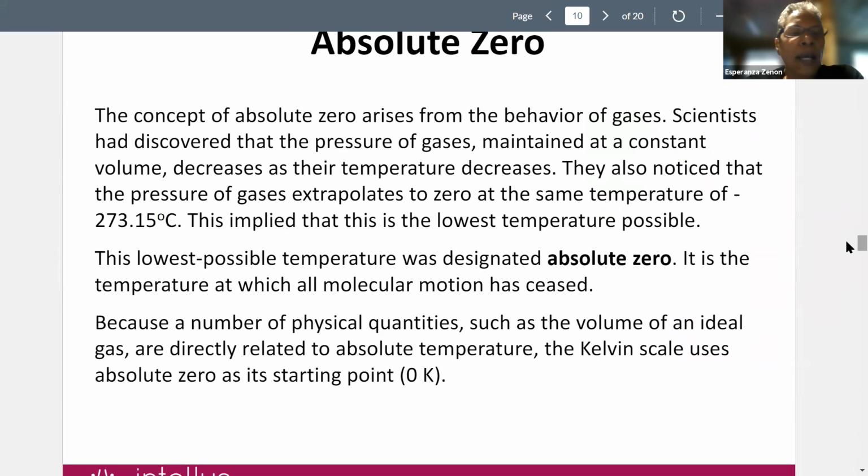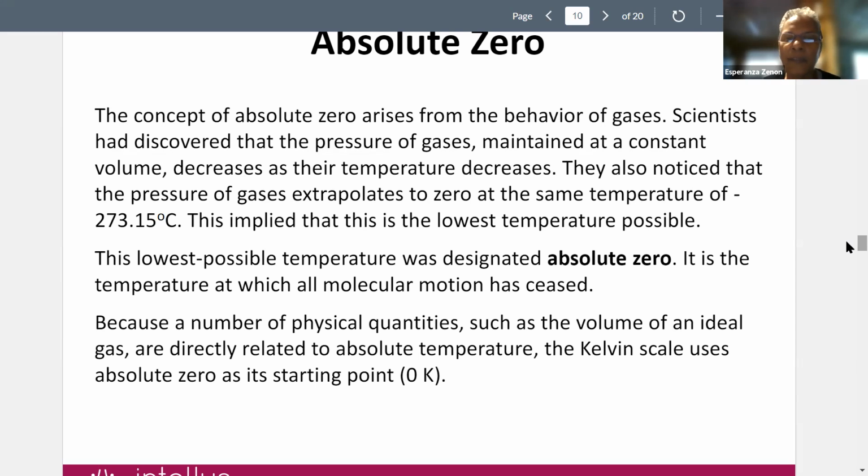Okay, so now it says here, absolute zero. Recall I just mentioned that the Kelvin scale has as its lowest temperature absolute zero, and that the concept of absolute zero arises from the behavior of gases. I mentioned this idea of ideal gases, right? And so in studying the behavior of gases, this concept of absolute zero arises.